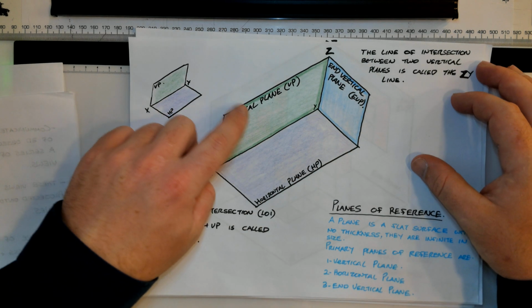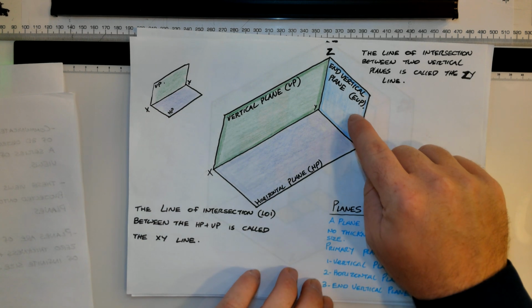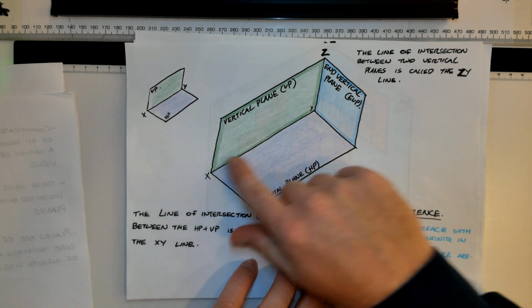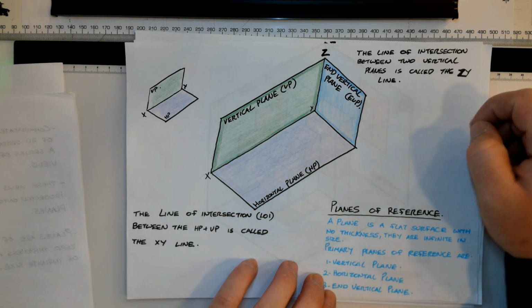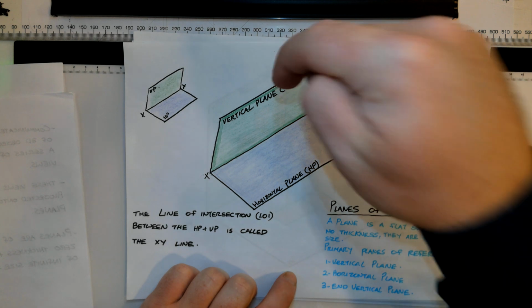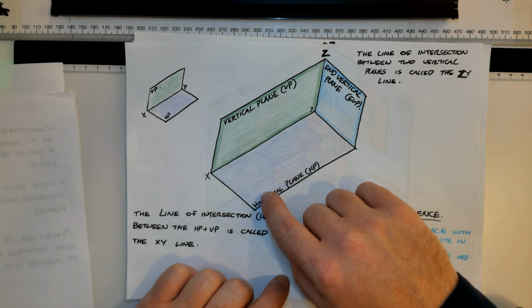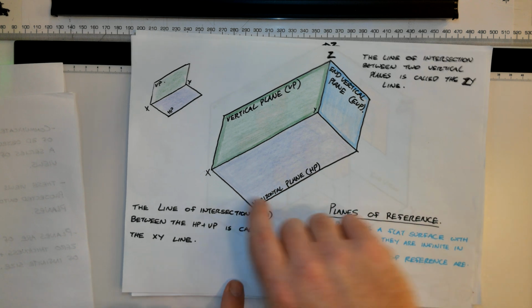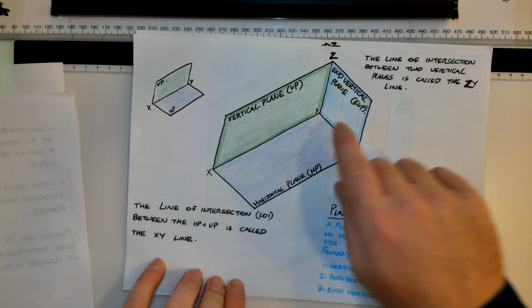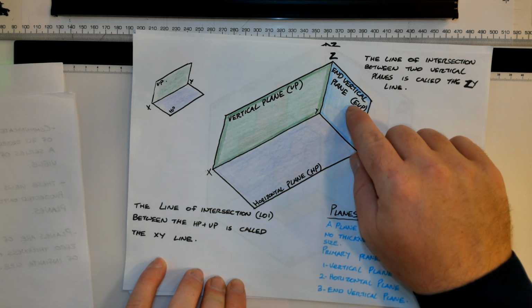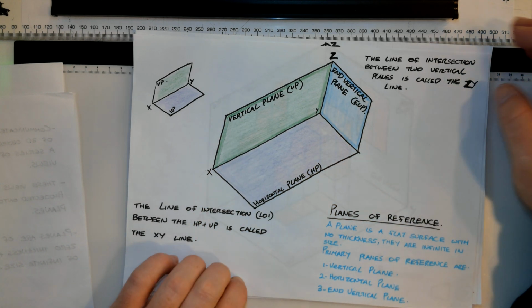So here we go. Here we have our vertical plane, our horizontal plane, and our end vertical plane. What this means is, one, we're going to project our view this way onto our vertical plane. We're going to see the front of the object. If we project down from the top, we will see the plan of the object on the horizontal plane, or the HP. And then if we look from this direction, we're going to see the side of the object, which will be the left hand side of the object over here on this end vertical plane.